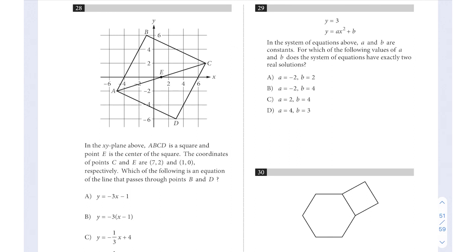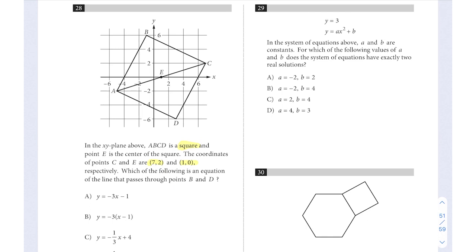Hi, this is Chris, and we are taking a look at question 28 here in section 4 of SAT Practice Test 2. So for this question, we see a graph, and it says in the XY plane above, ABCD is a square, and point E is the center of the square. The coordinates of points C and E are (7, 2) and (1, 0), respectively.